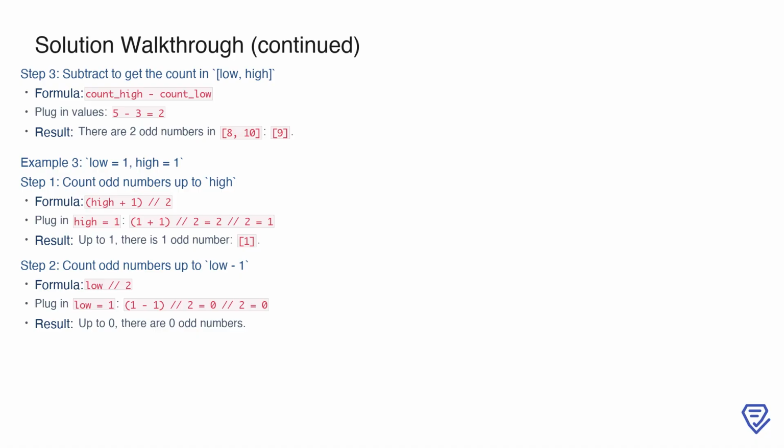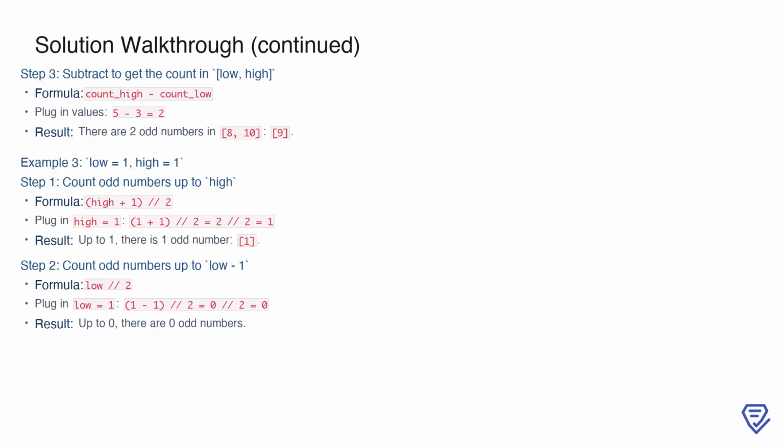Finally, let's consider a smaller range where low equals 1 and high equals 1. Using the same approach, we count the odd numbers up to high. The formula (high + 1) / 2 gives (1 + 1) / 2, which equals 1. This means there is one odd number up to 1.